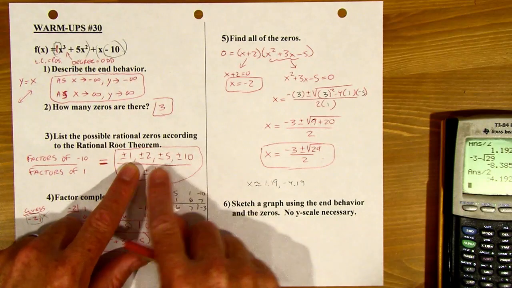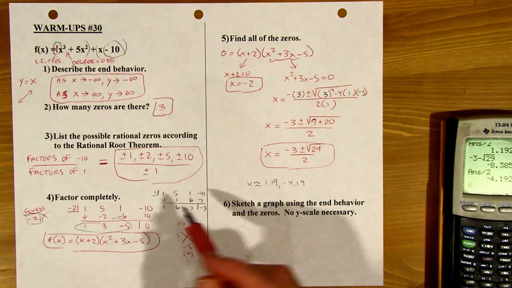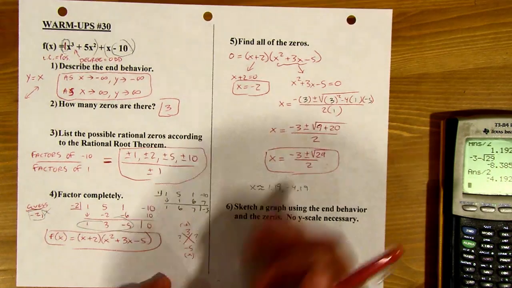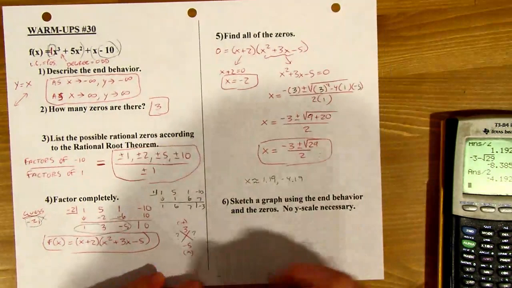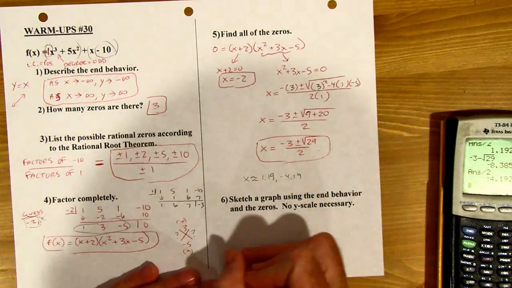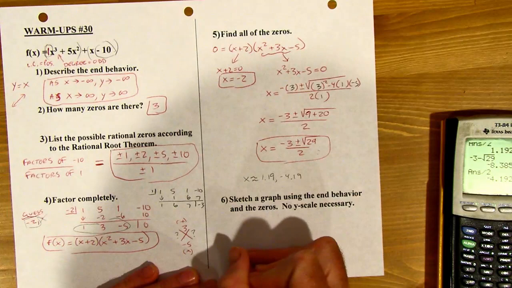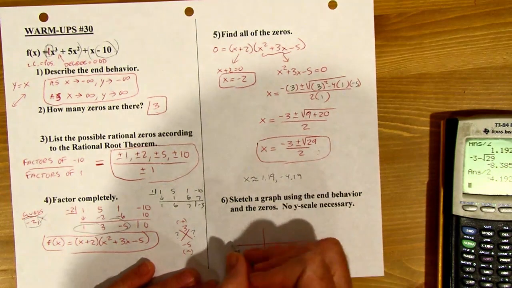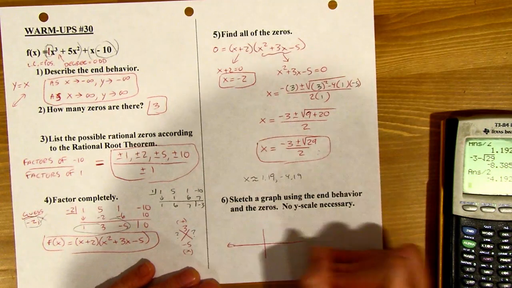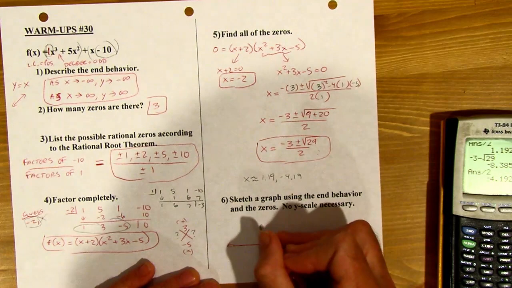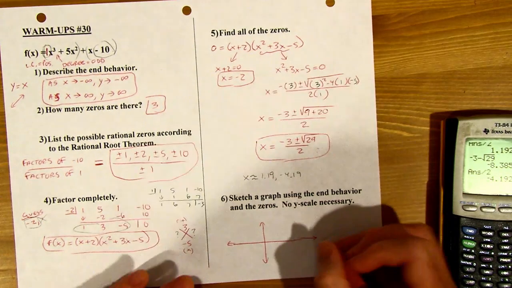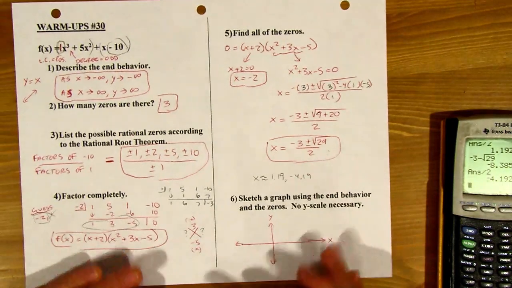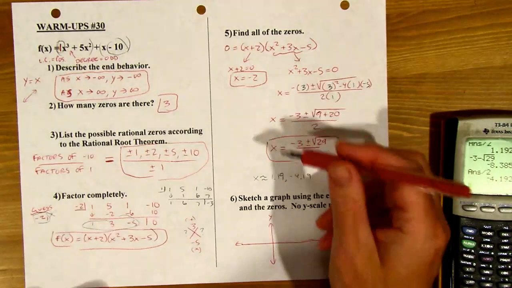But you can imagine I could have tried them all out and found that the only one that goes in evenly is the negative 2. And then I could make a decent graph of this using all the information I've collected, even if I didn't have a calculator. So here we go. Here's my XY graph. It says no y-scale necessary. So that means I'm going to just graph this with the x-intercepts that I found.